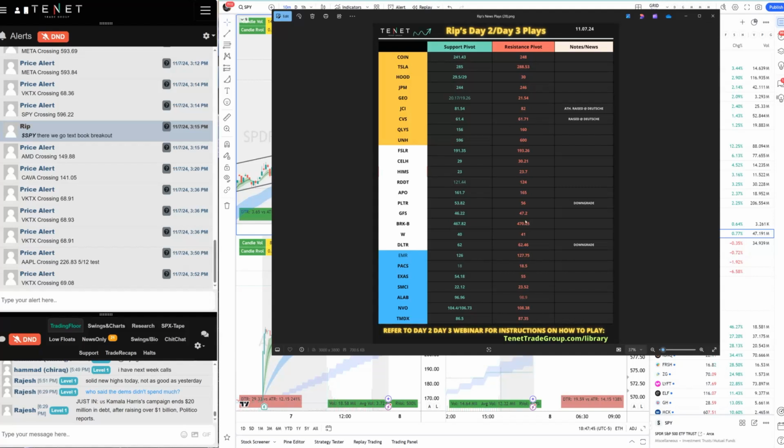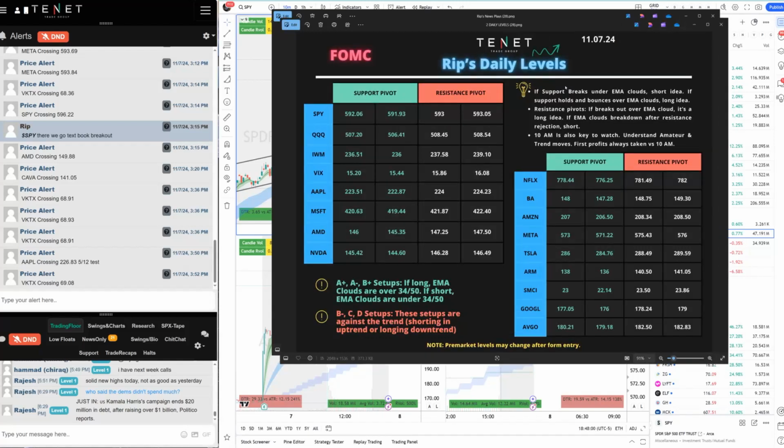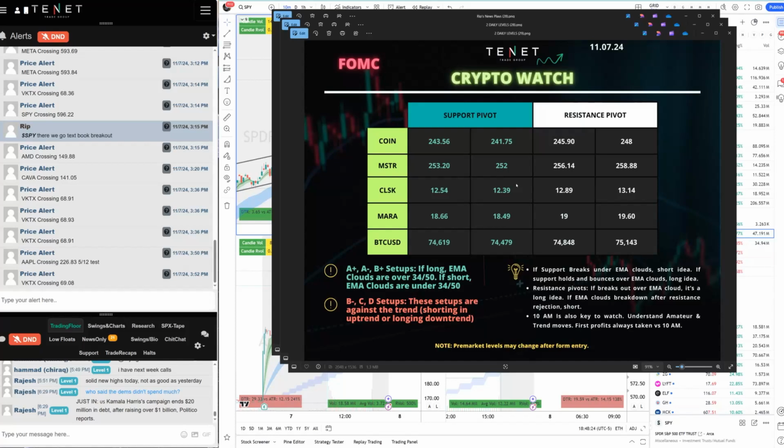We provide these levels to our community members. They can use the Ripster EMA Cloud repeatable system to trade consistently with these levels. In addition, we also provide market levels for SPY, QQQ, Apple, Microsoft, AMD, all the stocks that move with the market, so you can use these support and resistance levels to trade SPY, QQQ, and EMA Clouds. You will see that AMD, NVDA, Tesla, a lot of these broke the resistance pivots and were long with the Ripster Clouds today. And of course, we also have our crypto levels, for Coin, MSTR, CLSK, Mara.